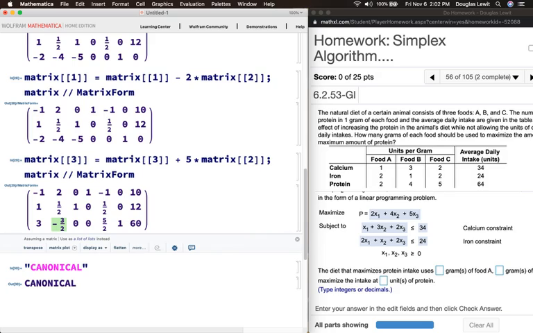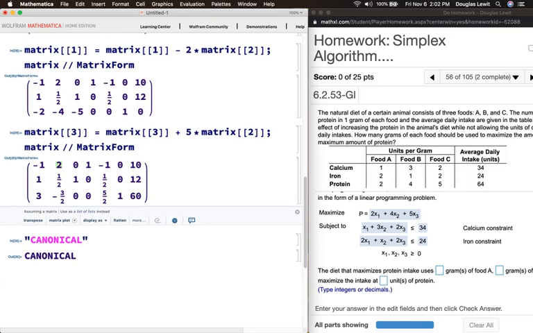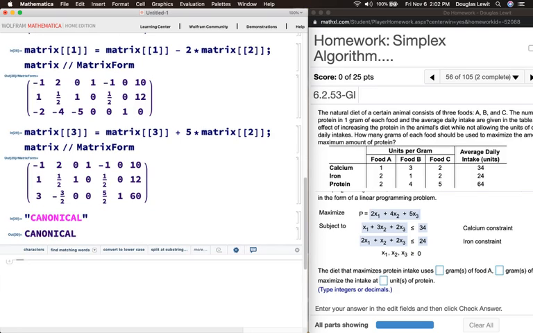12 divided by 1/2 is 24. Okay, and 10 divided by 2 is 5. 5 is smaller than 24, which means I'm going to have to pivot right here. I'm going to have to pivot right there. So I have to go through the process all over again.